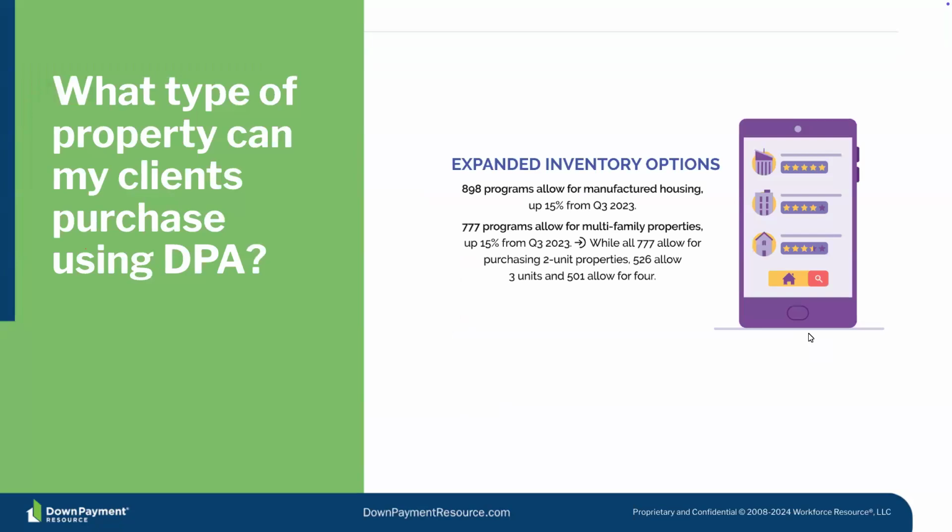We also reported on growth in home buyer assistance programs that expanded inventory options for home buyers, which included support for manufactured housing and 2 to 4 unit properties, so long as one of those units is owner occupied. And just since the last quarter, I believe 2023, there's been a 15% increase in programs that allow for manufactured housing and a 15% increase in programs that allow for multifamily properties.